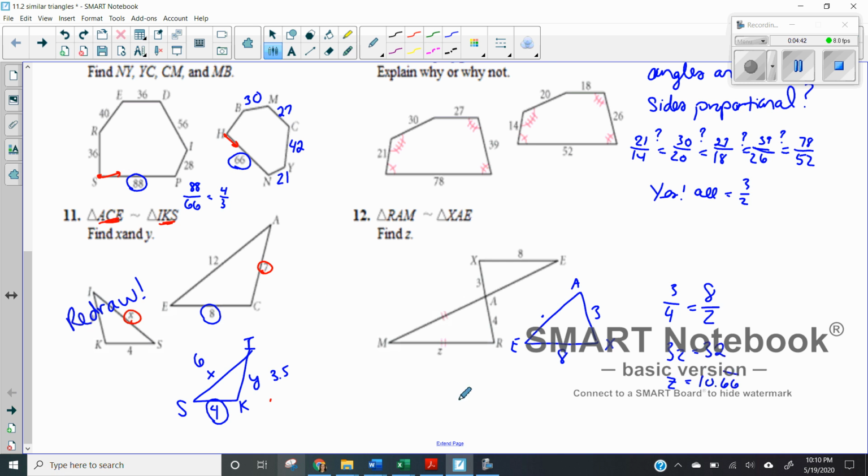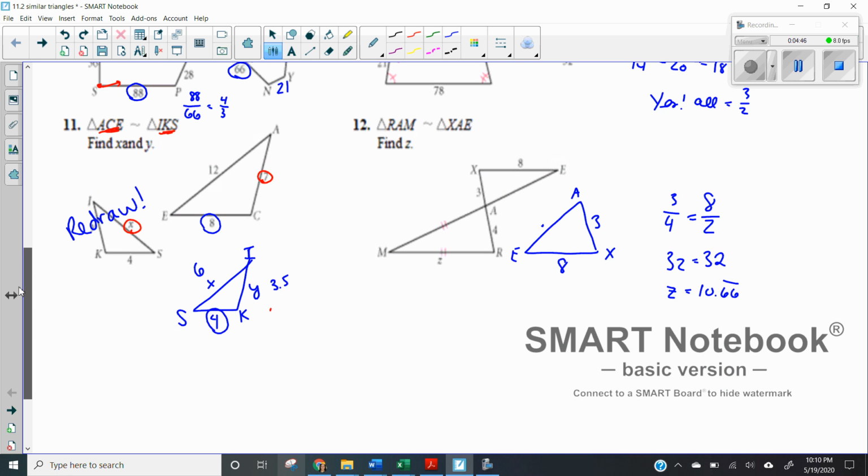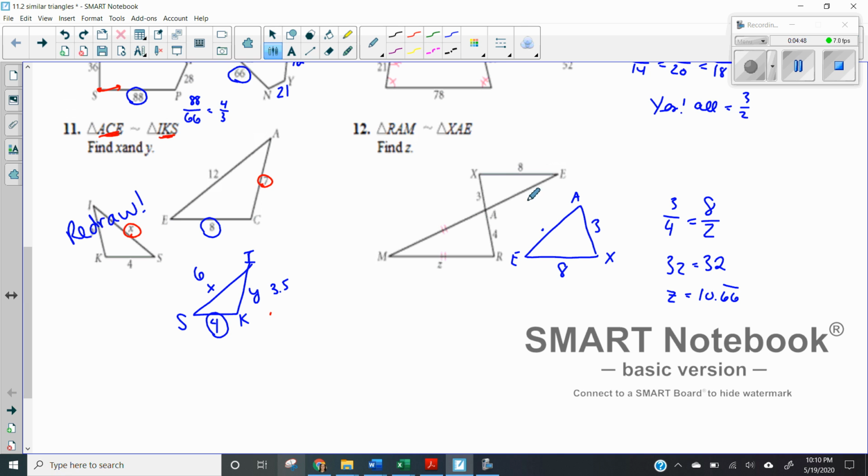Okay. And then the last one here, let's get this out of that watermark. Same thing, if it's helpful, I redrew this smaller one. So again, feel free to do that. It might make the ratio a little bit easier to set up.